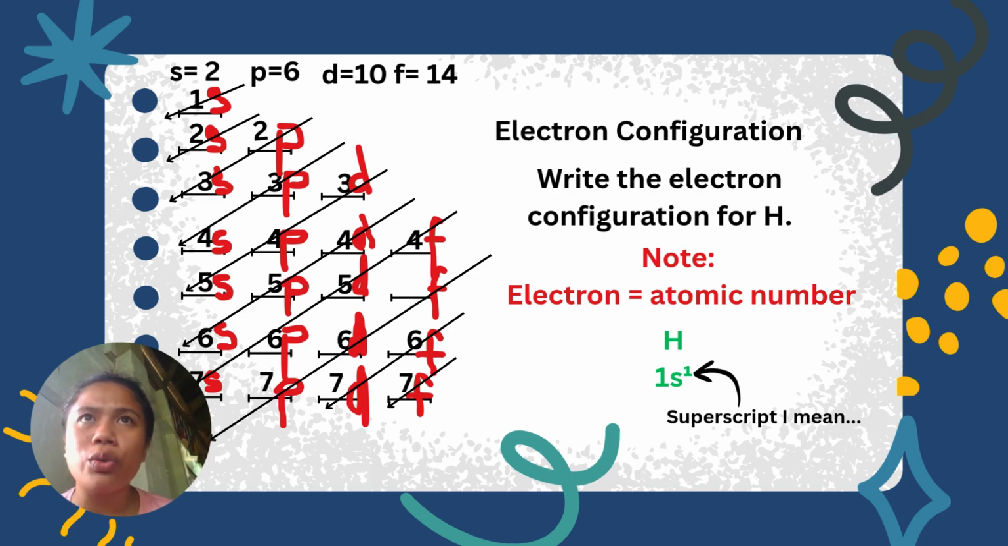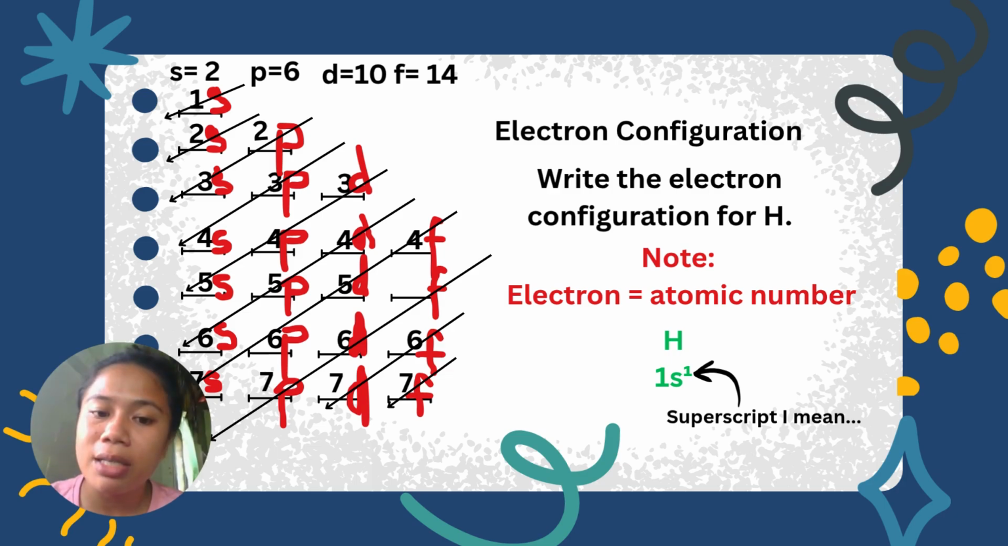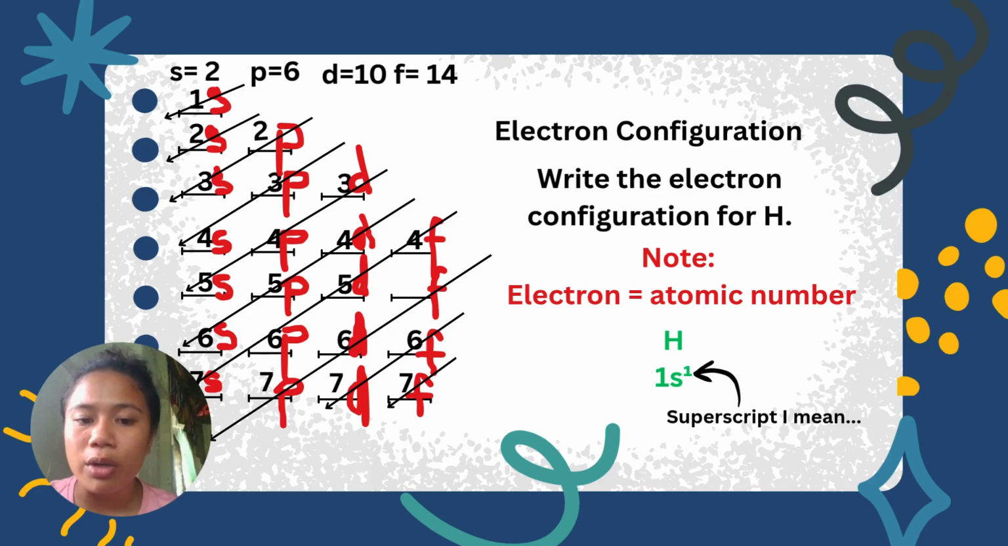Ma'am, why do you write superscript 1 for hydrogen? That s should contain two electrons, ma'am. It's very okay, since I told you earlier that s can carry a maximum of 2, but it doesn't mean that it cannot carry 1. So 1s1, that's the electron configuration for hydrogen, because what we can see here is that its exponent or superscript already has 1. So this is already the electron configuration for hydrogen.